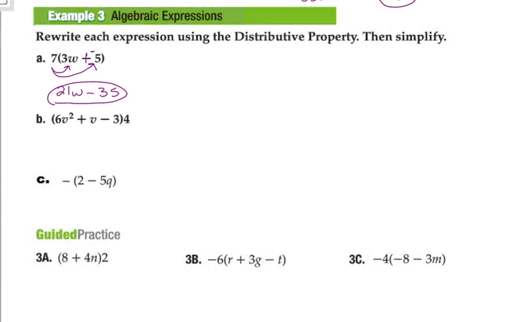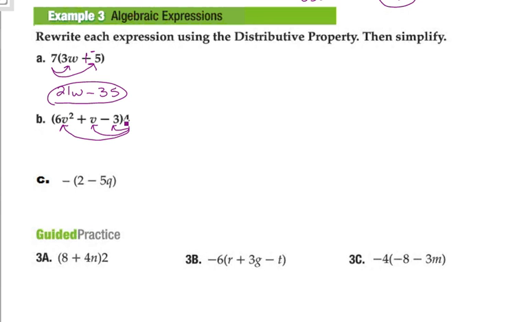Okay, this one's a little bit trickier because the 4 is on this side. Does that matter? It actually doesn't. It just means that my arrows are going to be going the opposite way. Some students might want to rewrite that and have the 4 out front. That would be totally fine. I'm going to actually start with the 6v squared, and I'm going to go from there.